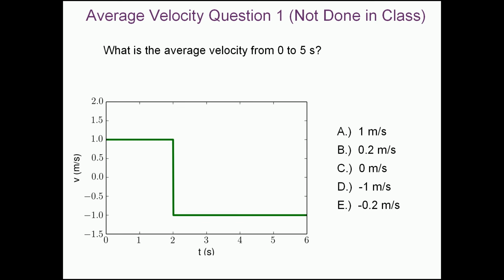There's also one of the clicker questions we didn't get to that I thought would be useful to do in the video. So we want to find the average velocity from 0 to 5 seconds. All right, so I'll recommend that you pause the video now to see what you might think. We've got a plot that starts at 1 meter per second here. This is velocity versus time. And then at 2 seconds, it drops below down to -1 meters per second and keeps going. And we want to know the average velocity from 0 to 5 seconds. So go ahead and pause and try and see what you think.